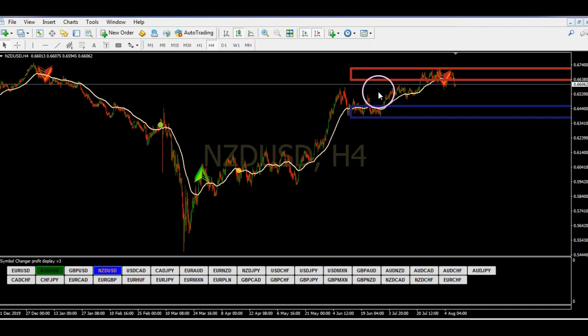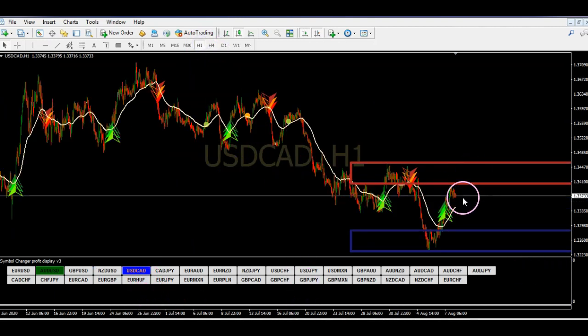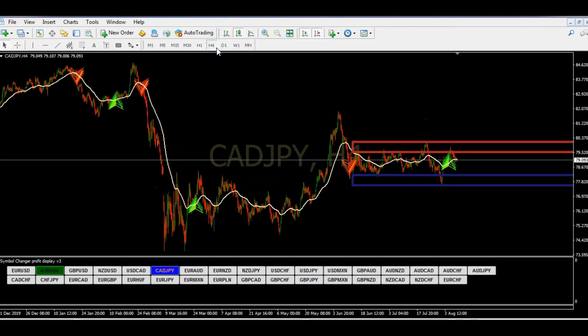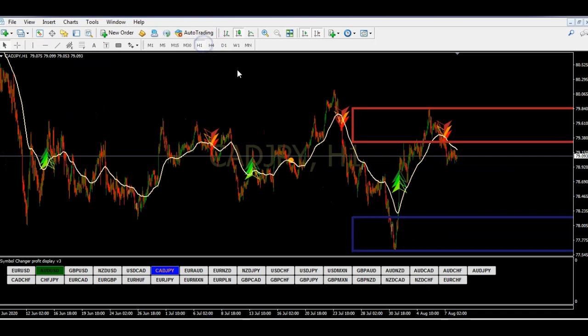That one is also a lot of pullbacks. That's a pullback right there. Okay, so I wouldn't trade that one either. No good. We go to the 1 hour. No good on that one. That one coming down. And what is the main, are we going up or down on this one? Well, we should be going up in an uptrend, so I wouldn't trade that one either.